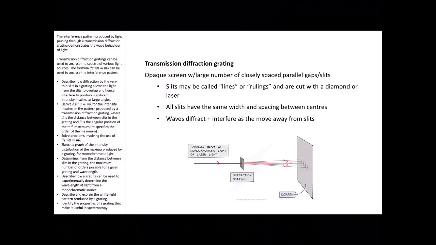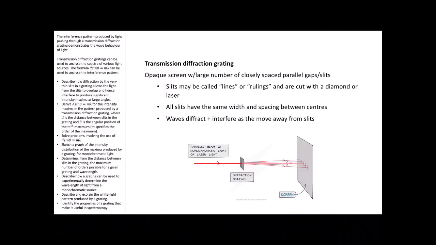You also need to be able to derive d sine theta equals m lambda for the intensity maxima in the pattern produced by a transmission diffraction grating, where d is the distance between the slits in the grating, theta is the angular position of the mth maximum, and m specifies the order of the maximum. So is it the first order, second order, third order, so on and so forth.